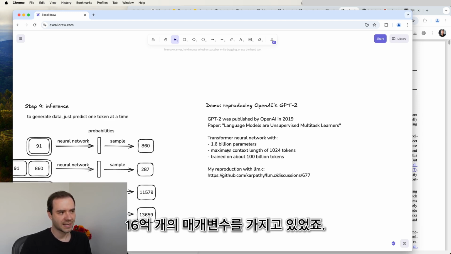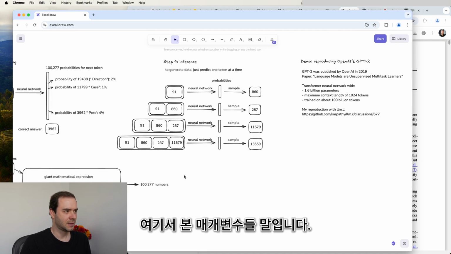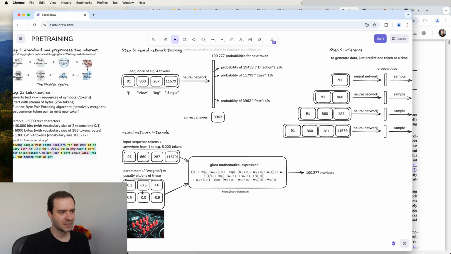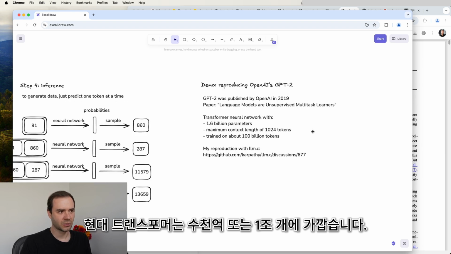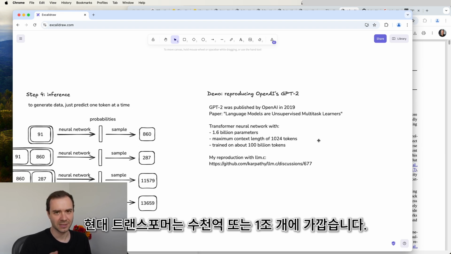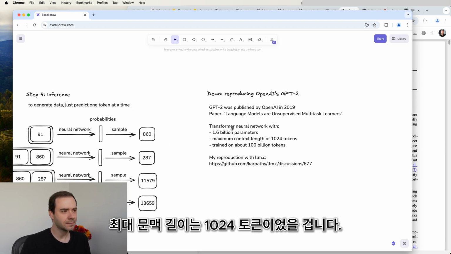It had 1.6 billion parameters, right? So these are the parameters that we looked at here. It would have 1.6 billion of them. Today, modern transformers would have a lot closer to a trillion or several hundred billion, probably.